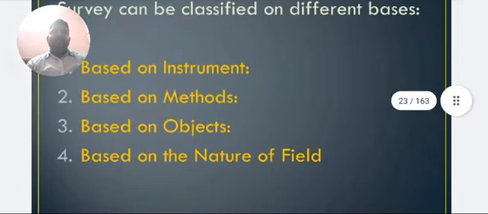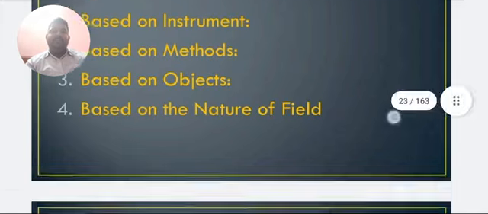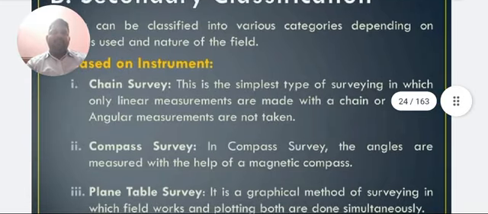The first is based on the instrument. The second is based on the methods. The third is based on the objects. The fourth is based on the nature of the field. These are the secondary classification of surveying. First one, based on the instrument.